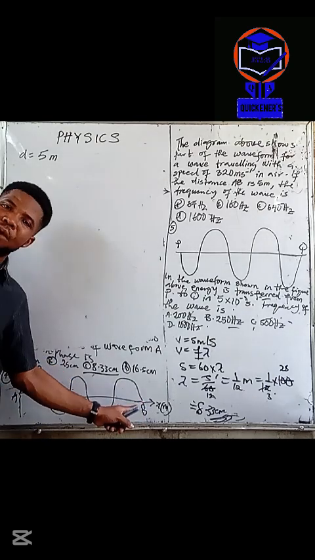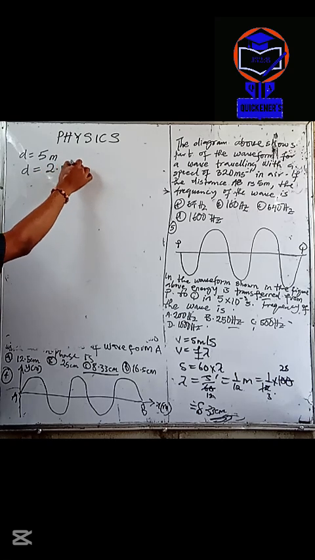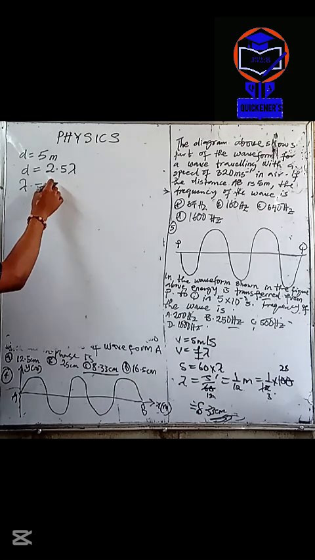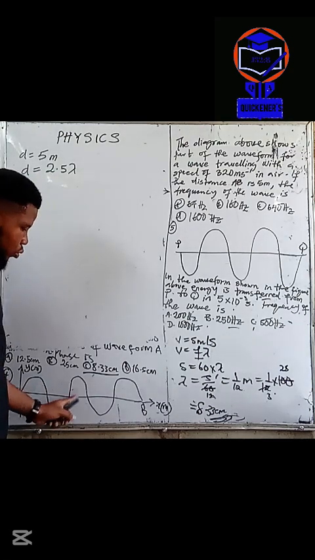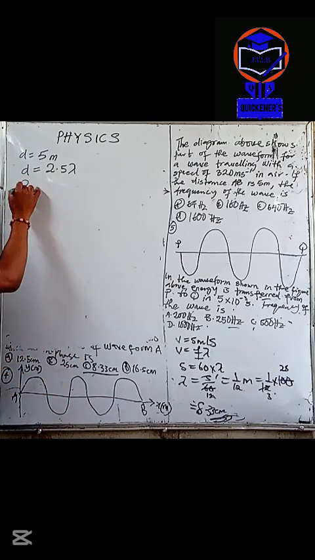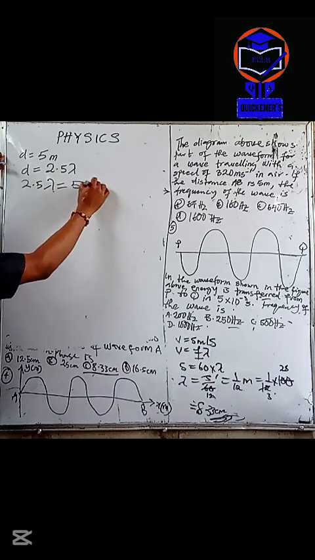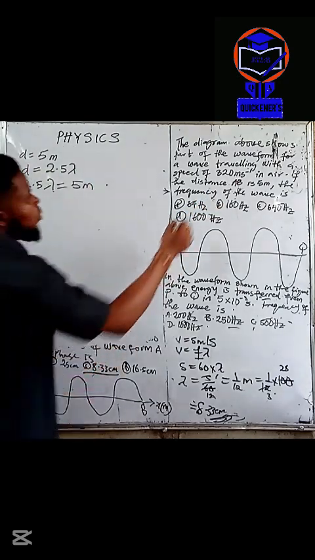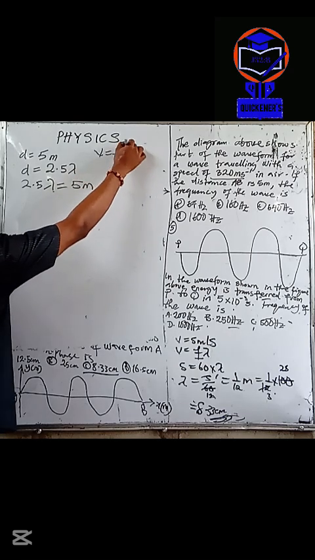But from there to here, how many waves do you see? So you have your distance as 2.5 lambda. Can you see? 2.5 lambda. From here to here, 1, 2, and a half, 2.5. So it means that 2.5 lambda is equal to 5 meters. Why do we need this? Because we are looking for frequency. And we already have speed. So speed is equal to frequency times lambda.